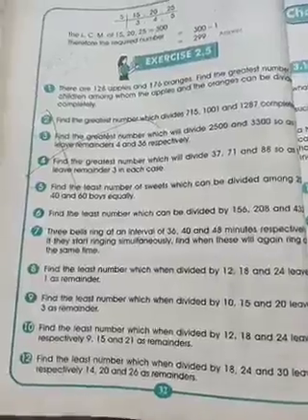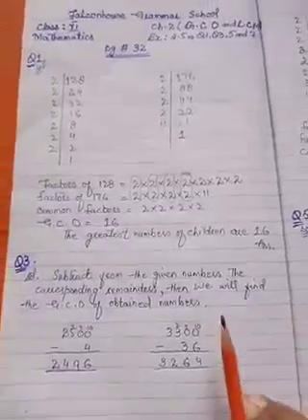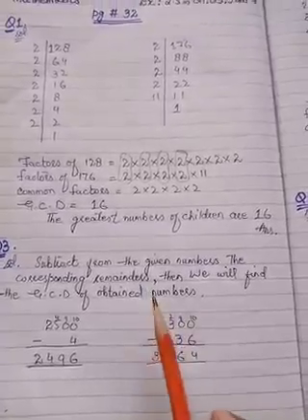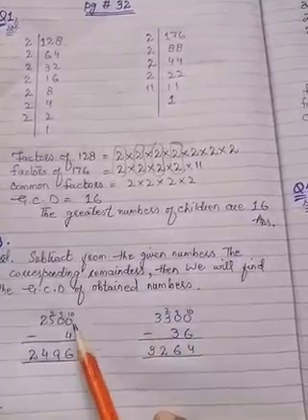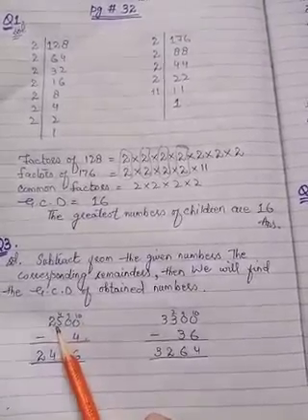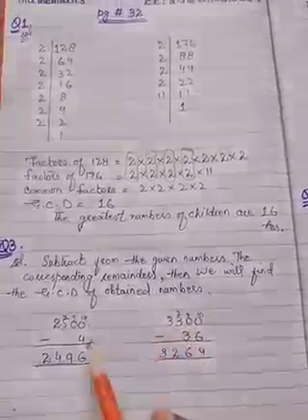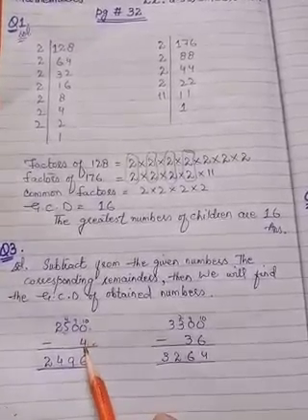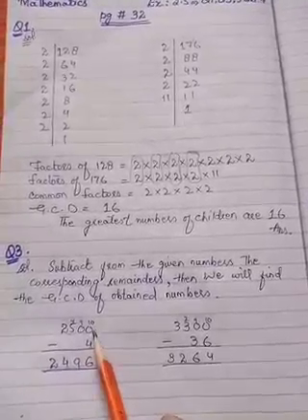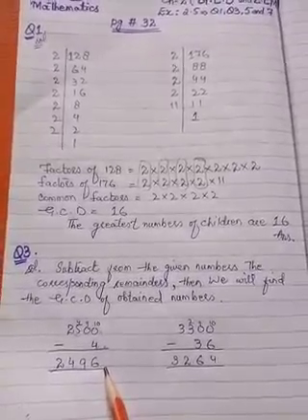So what we will do, students, to obtain the required number so that we can find the greatest number, we have to subtract the corresponding remainders from the given numbers. We will subtract 4 from 2500 and 36 from 3300, because they told us that these numbers will leave remainders. The corresponding remainders we will subtract from the given numbers and obtain the numbers of which we have to find the GCD.